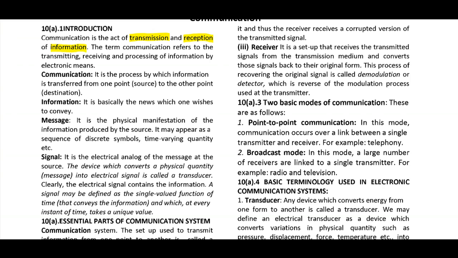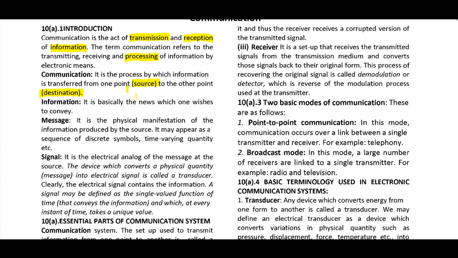Now, in modern times, the term communication refers to transmitting, receiving, and then processing. The processing part is very important. Information is not transmitted in raw form, nor is it received in raw form. Many changes take place through the electronic circuitry. Communication is the process by which information is transferred from source to destination. One point is the source point and the other point is the destination point.